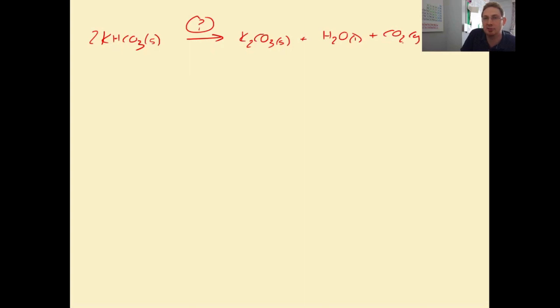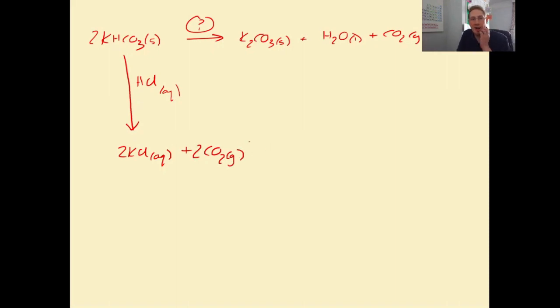Right, now if you take these and you put these in HCl, you are going to get 2 KCl aqueous. And what else are you going to release? You're going to release CO2 gas. You're going to release 2 lots of those. And you are also going to release 2 lots of water.